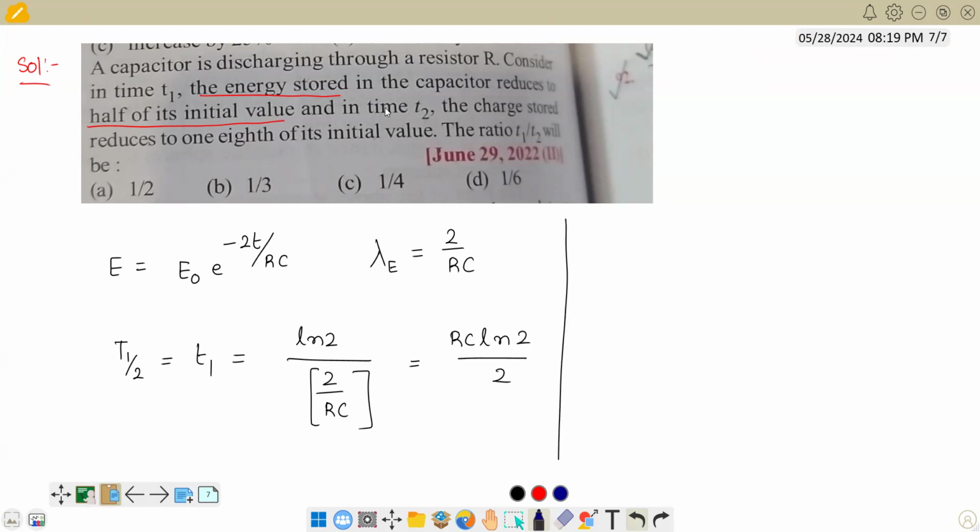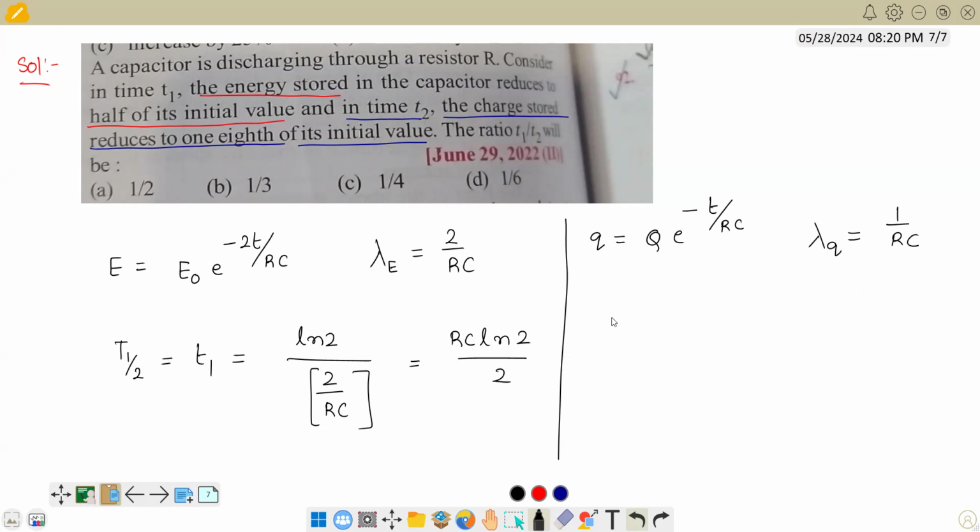Now next one, what does T2 represent? Here he has given in time T2, the charge stored reduces to 1/8 of the initial value. He is not saying energy reduces to 1/8. Charge reduces to 1/8. For charge, we know the equation is Q equals Q naught e power minus t by RC. The lambda value of charge is different. It is 1 by RC.